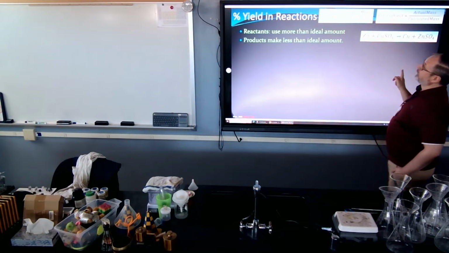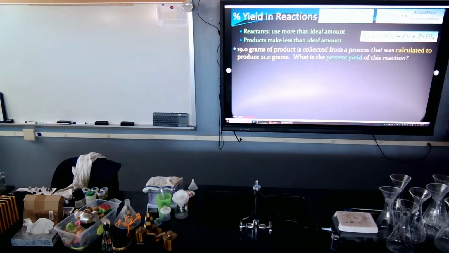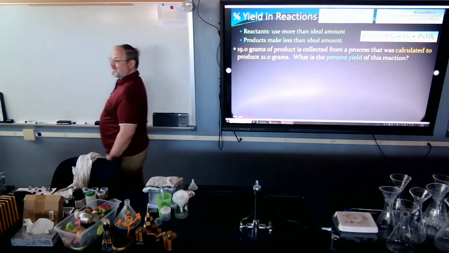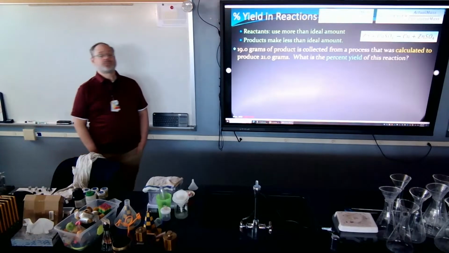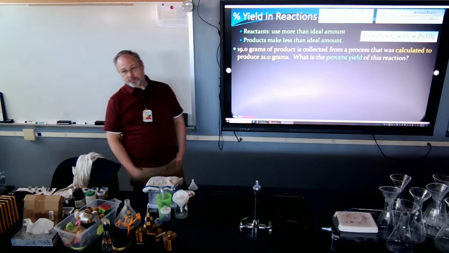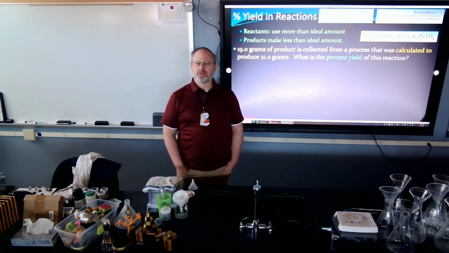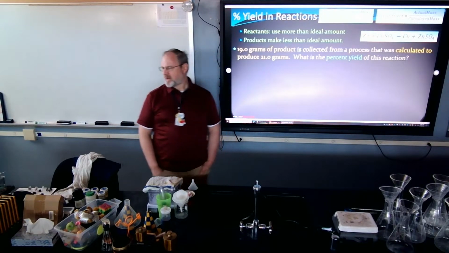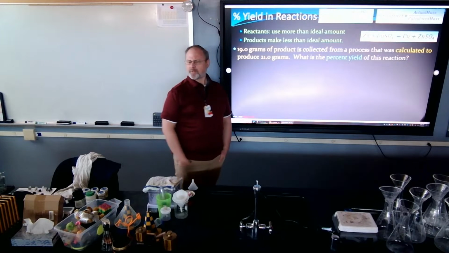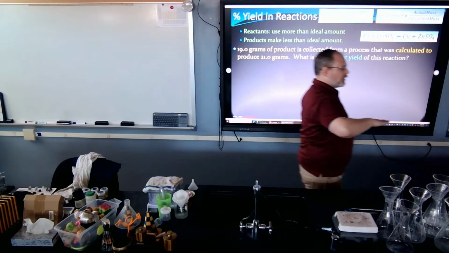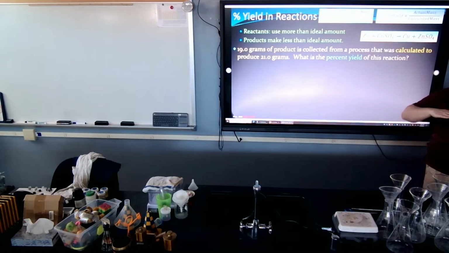Couldn't be easier. So if 19 grams of product is collected from a process that was calculated to produce 21 grams, what is the percent yield? So it's just 19 divided by 21. So you calculated you should have made 21 grams, but you only made 19 grams. So what's the percent yield? 90.5. 90.5%? See how this works? It's just what you actually got over what you calculated you should have got if everything was perfect.